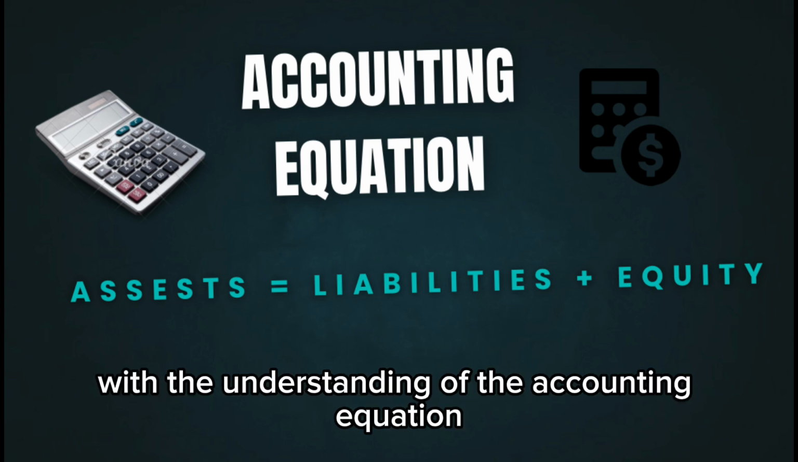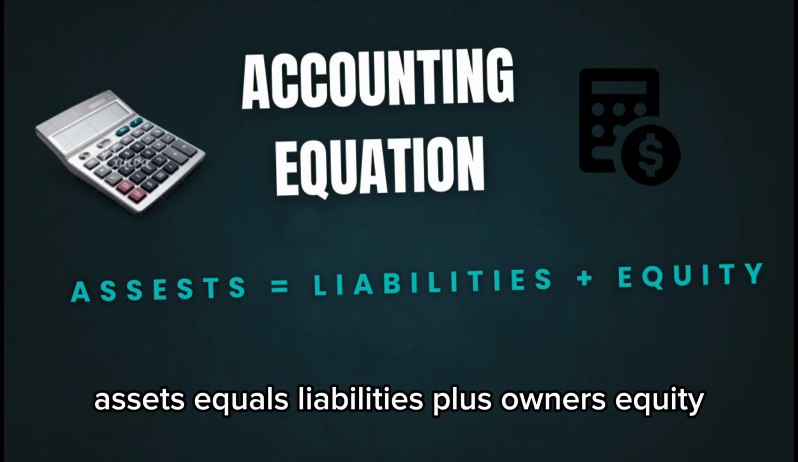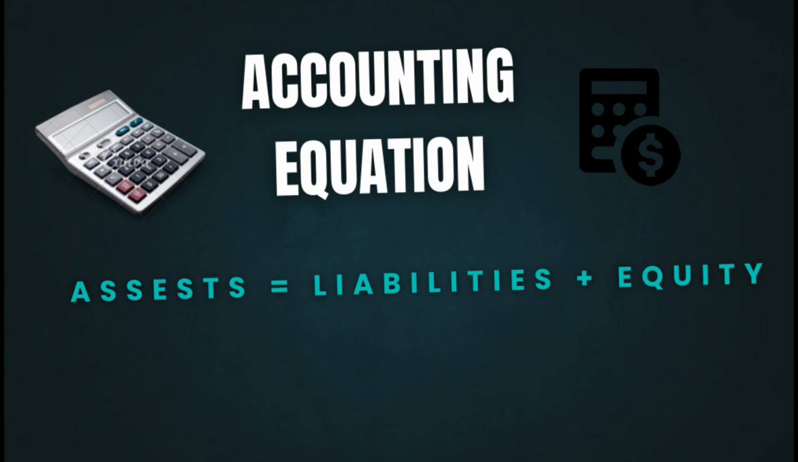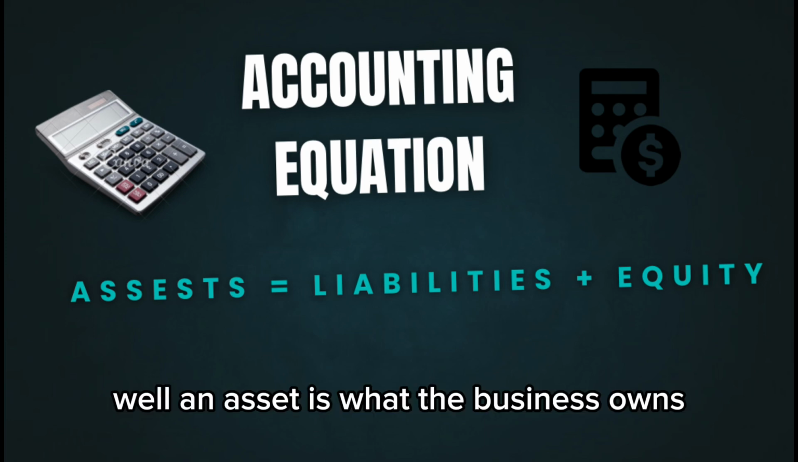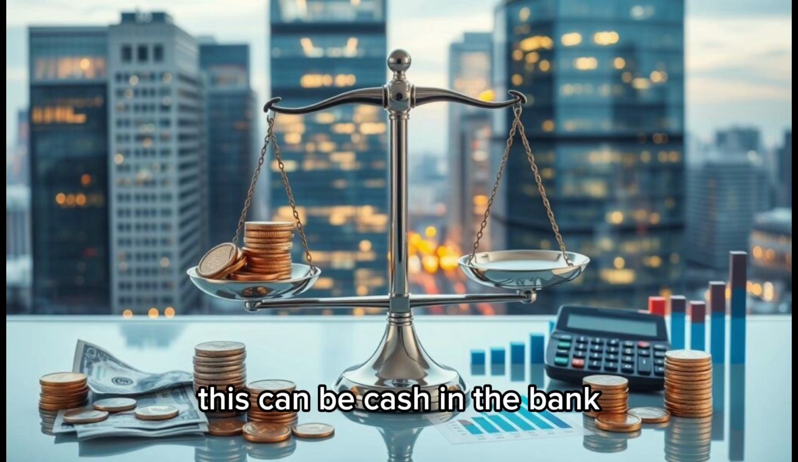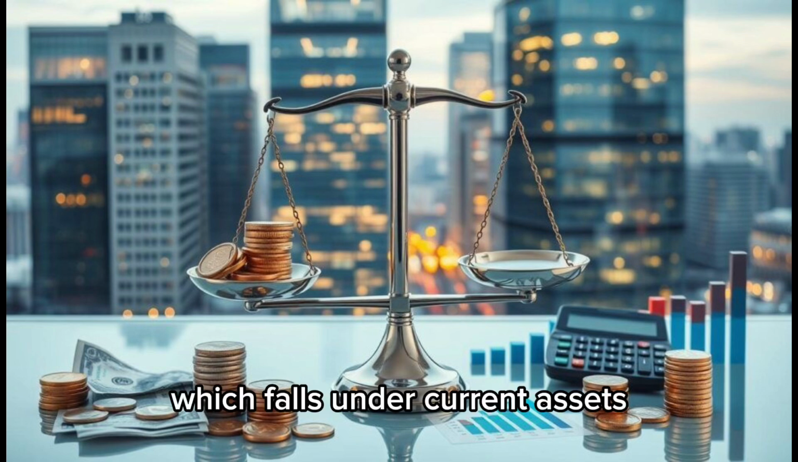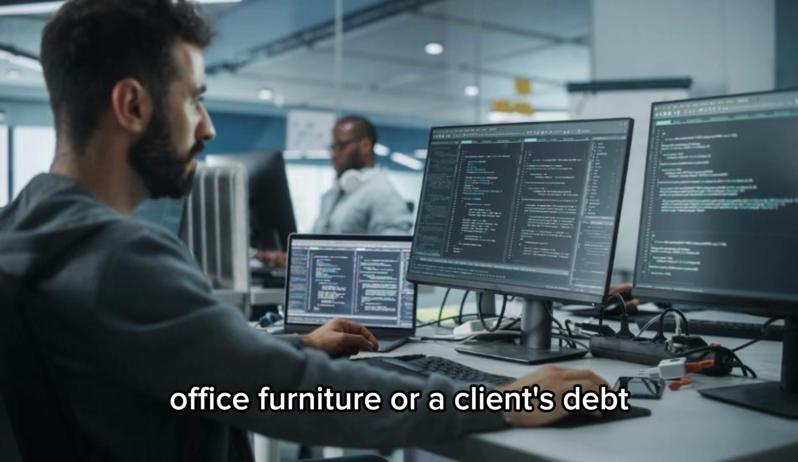Bookkeeping begins with the understanding of the accounting equation. Now, the accounting equation is as follows. Assets equals liabilities plus owner's equity. Before we get into that, what is an asset? Well, an asset is what the business owns. This can be cash in a bank, which falls under current assets. It can be computers used in the law firm, office furniture, or a client's debt.